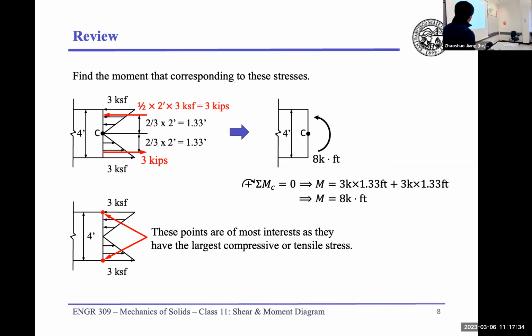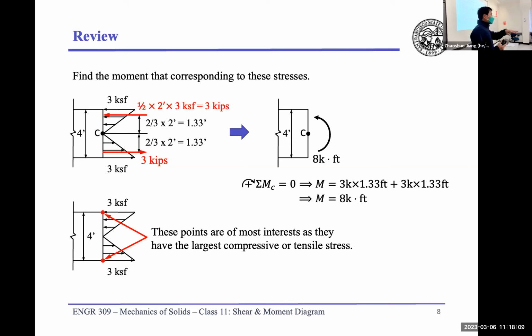If you look at this cross section, those 2 points are the points that we're going to look into because they have the largest stress. If anything is going to break, those 2 points are the most potential points to break because they have the largest stress. By giving you the stress, we can back calculate the moments creating those stresses. However, that's not typically what we are interested in.